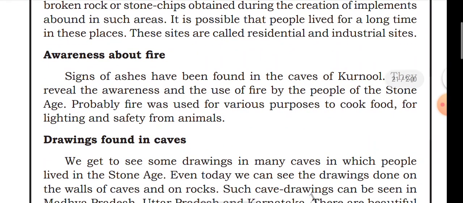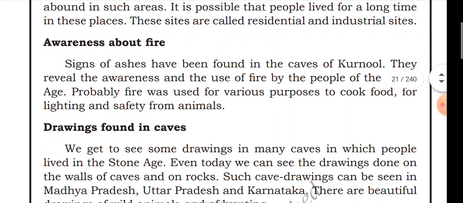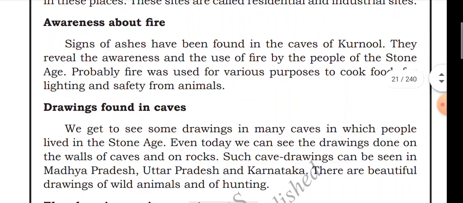Awareness about fire, or the knowledge about fire. Signs of ashes have been found in the caves of Kurnool. So in Kurnool we have caves, and in those caves we can see the signs of ashes. Ashes come from when we burn certain things using fire, right?